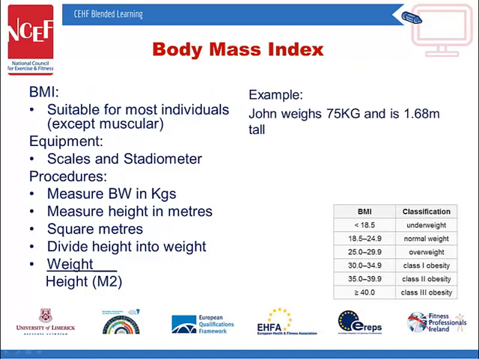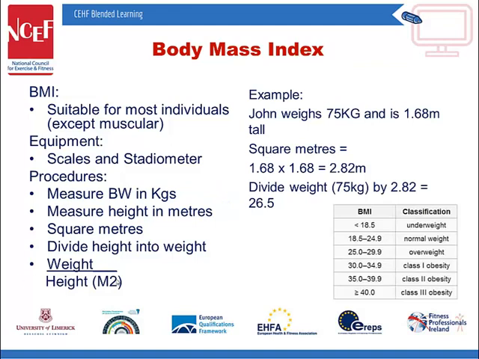So if we look at an example, we have John, who weighs 75 kgs and is 1.68 meters tall. So the first thing we do is to square the meters. So multiply 1.68 by itself, we get 2.82, divide that into 75, and we come out with 26.5 here. So that's John's body mass index. What we would look at then is the classification table for standards, and he falls into this category here, so he is overweight. So that is an area that John might work on to improve his body mass index through his exercise program.